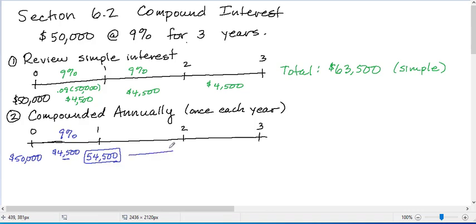So when we go into the second year, we're going to have 9% interest on $54,500. Now we're going to make $4,905 of interest. And compared to what I got in the first year, I get another $405 of interest because last year's interest is allowed to earn interest.